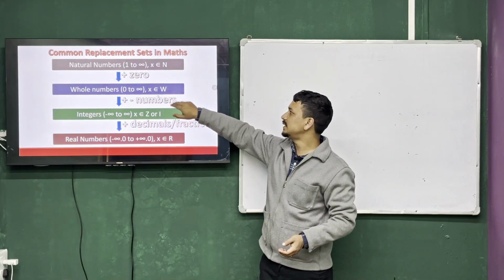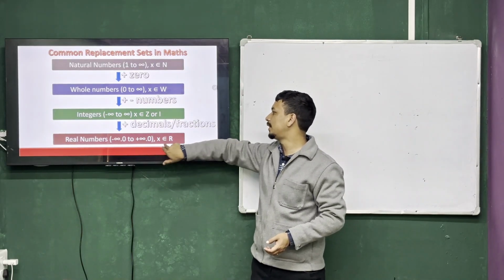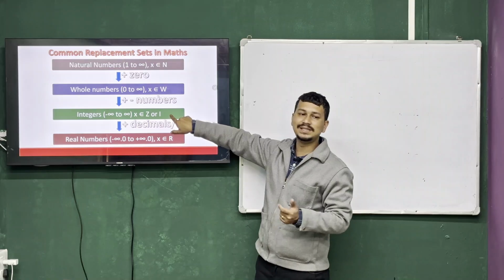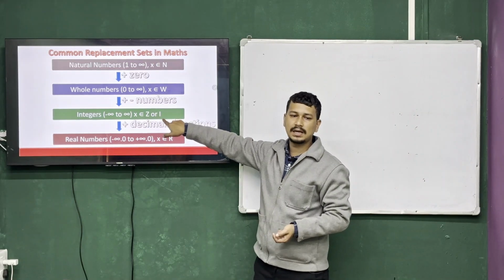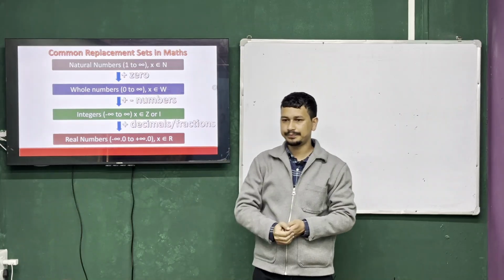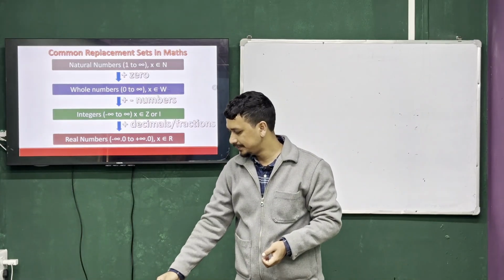The symbols are very obvious. For whole numbers it's W, for real numbers it's R. The only thing is for integers: sometimes in the book they write Z or I. Alright, so remember that. It's just basic.